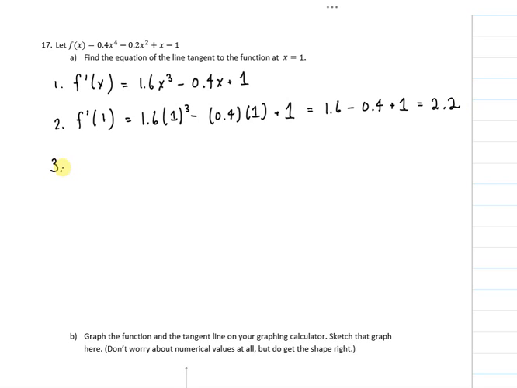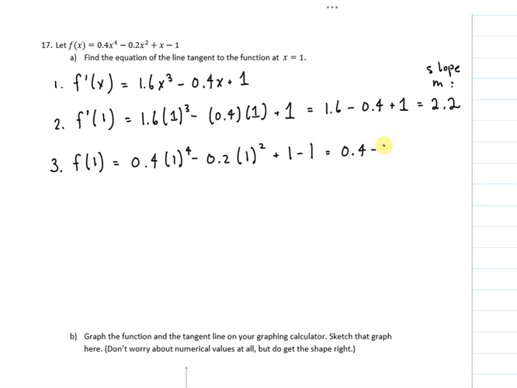Now I need to know what my point is. This is my slope m. I need to know my point, so I need to plug 1 into the original function. F of 1 is 0.4 times 1 to the 4th minus 0.2 times 1 squared plus 1 minus 1. So that is 0.4 minus 0.2, which is 0.2. So my point on the original function is 1, comma 0.2.